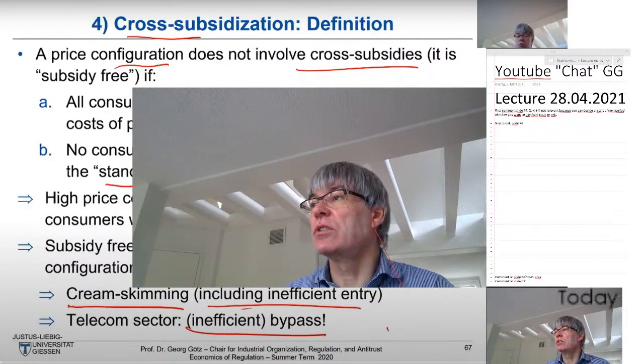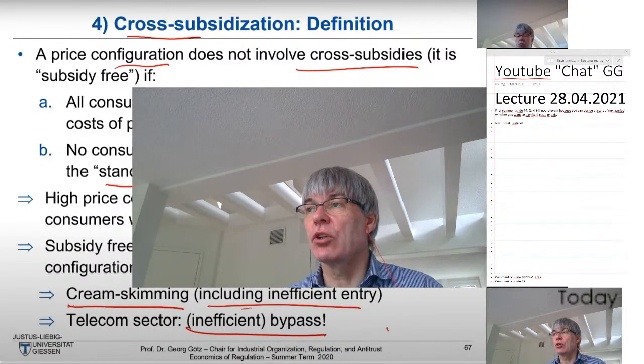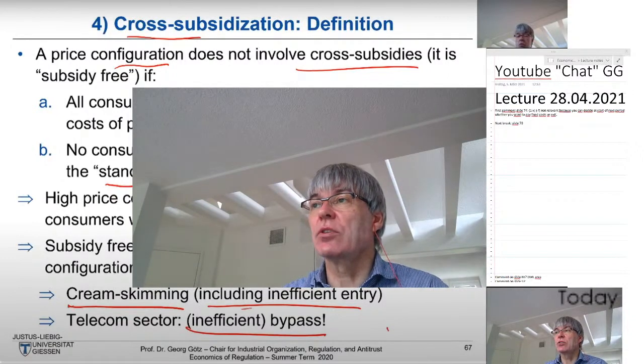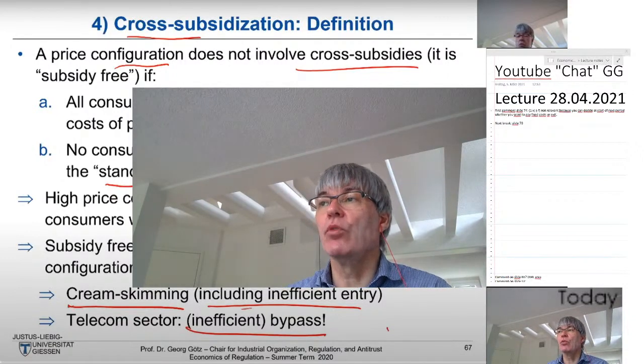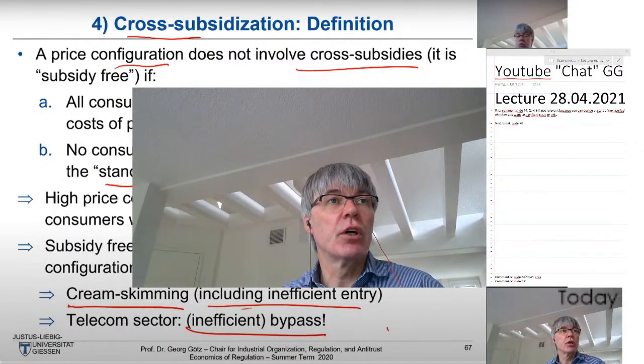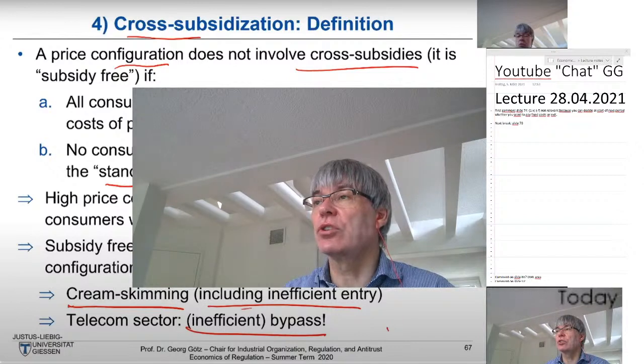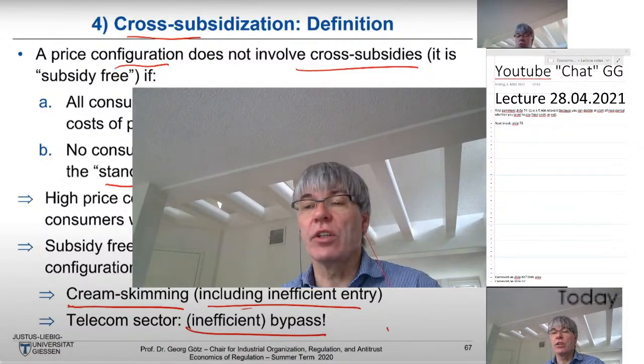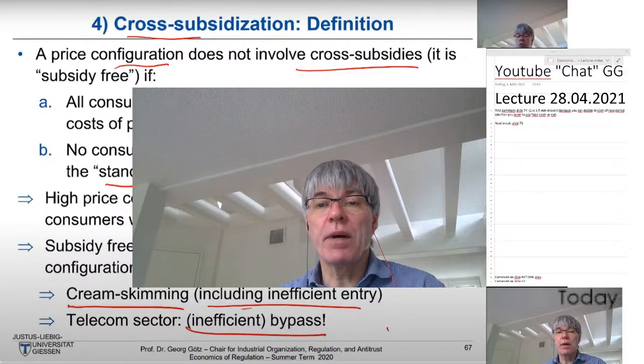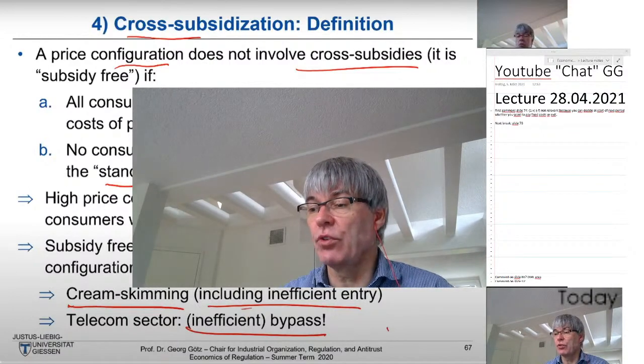Here the point, in terms of the subsidy-free condition, is that this farm owner must not be forced to pay more than the standalone cost, otherwise she would start her own electricity production. And of course she is not cross-subsidized as long as she at least has to pay the incremental cost. Hopefully this is clear.